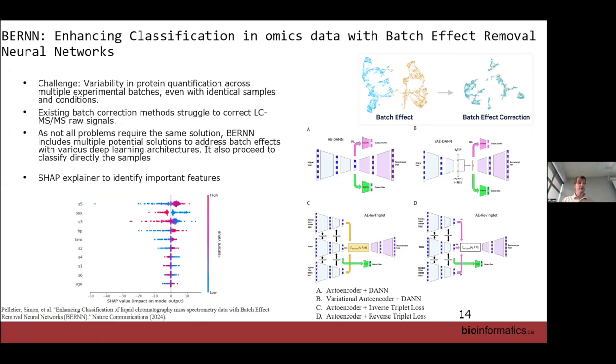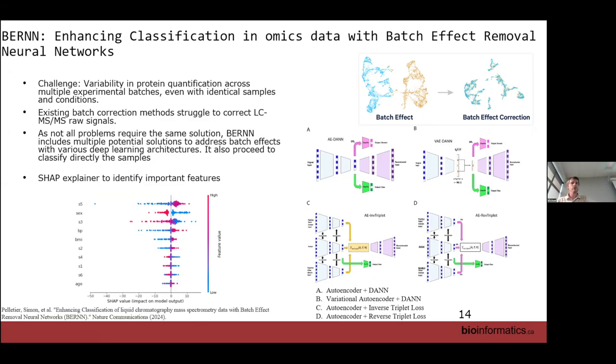You also have your protein quantification at the end. But you have probably heard about batch effect problems. You have small variabilities in your protein quantification across multiple experimental batches, and even if you have identical samples, same conditions, but you go to an instrument and come back a month after, you observe a shift in your data, and it's not a linear shift. In the lab, we had many kinds of data with this problem, and the existing batch effect correction methods didn't work, or didn't always work very well.